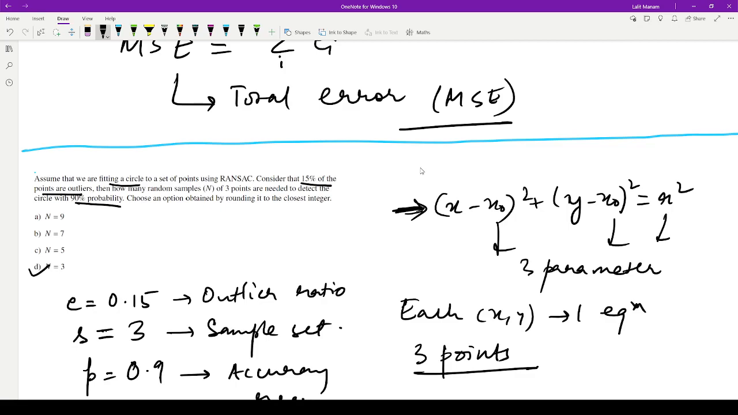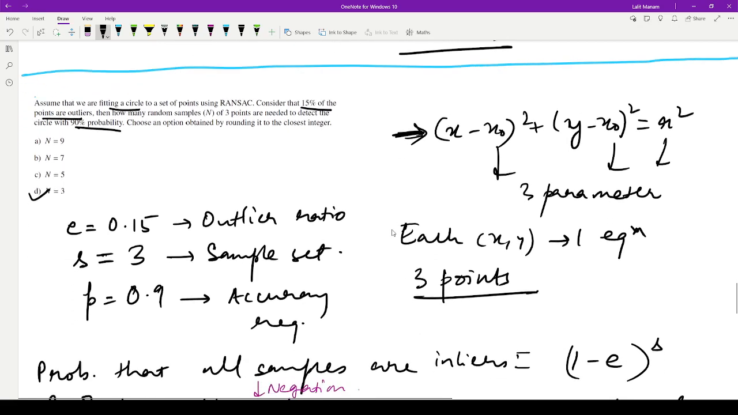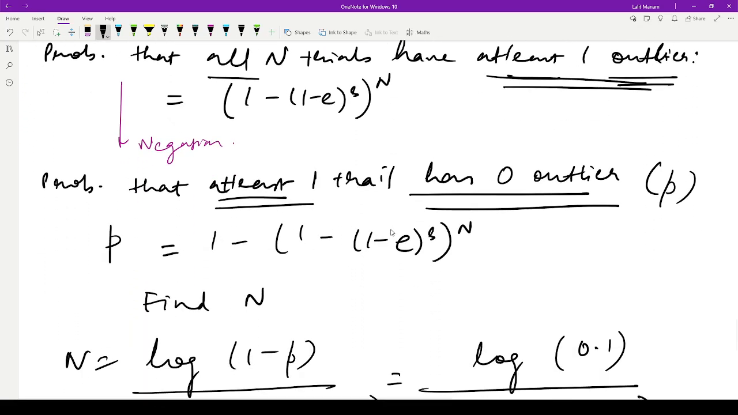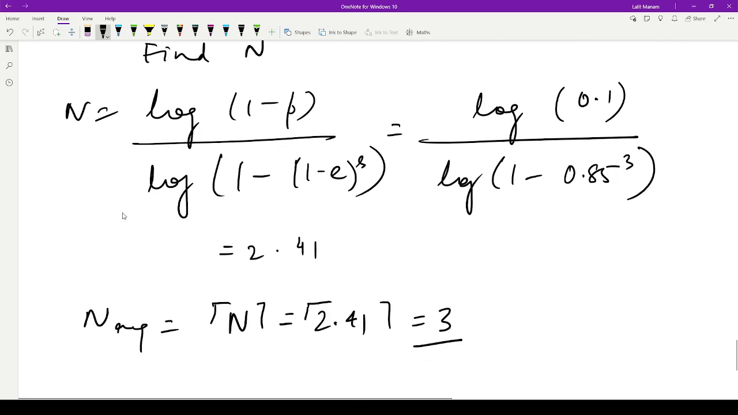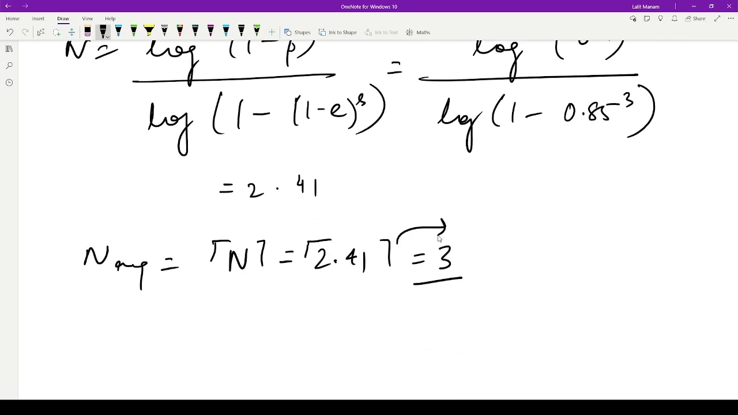Is it always a ceiling, sir? Yeah. You want to be sure that you are getting your model with at least this much percent probability, right? You want to be sure that you have this much percent probability. If you take 2, the probability will decrease. So we want to take the ceiling.